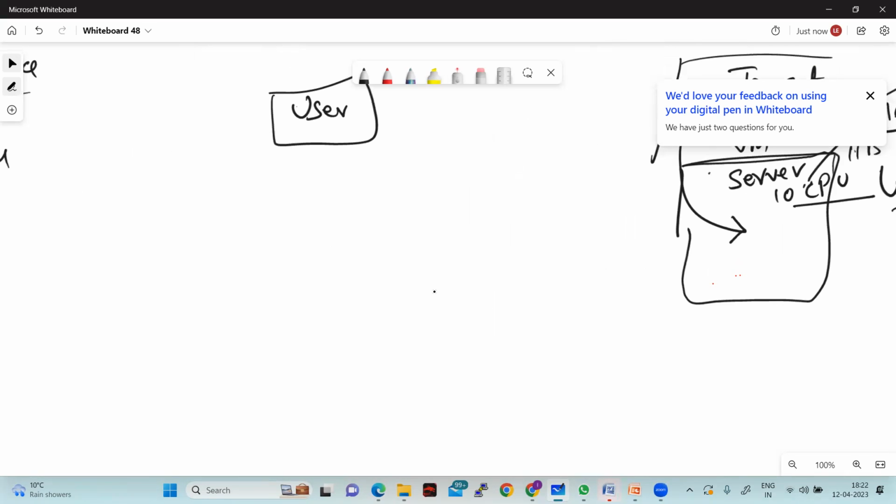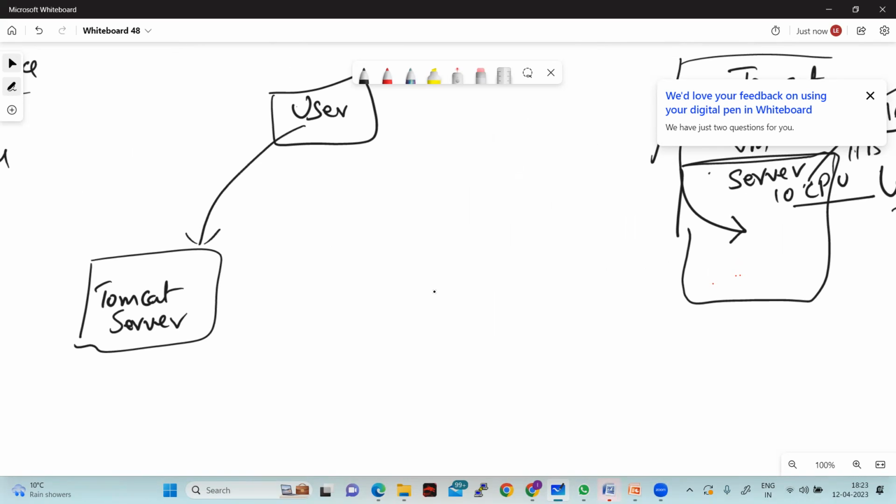But let's say what cloud people will say is that I will give you everything. So the Tomcat server is already available. You simply access this and use it as long as you want. Once you don't want it, then don't use it, and pay for the usage that you did.